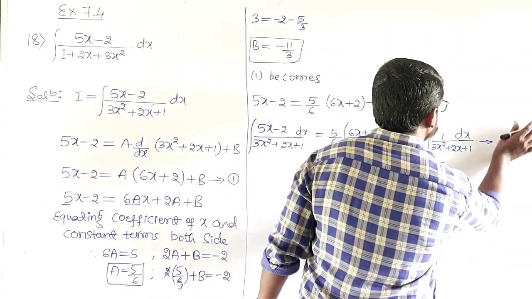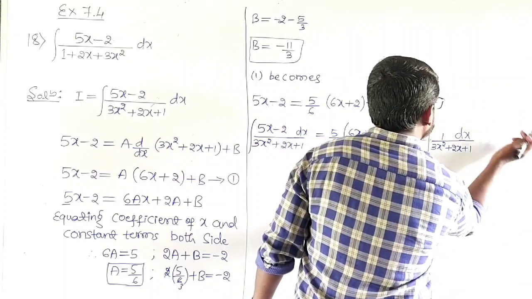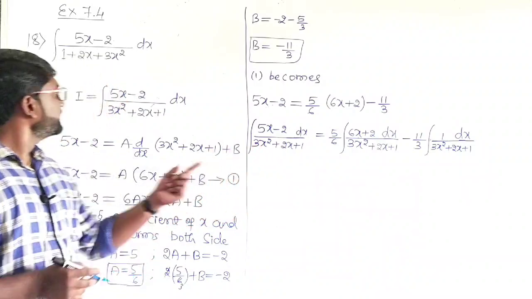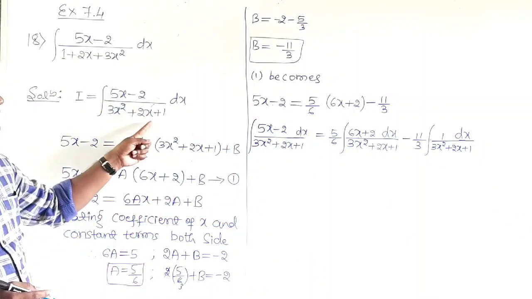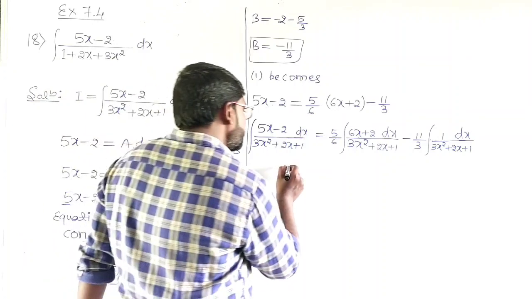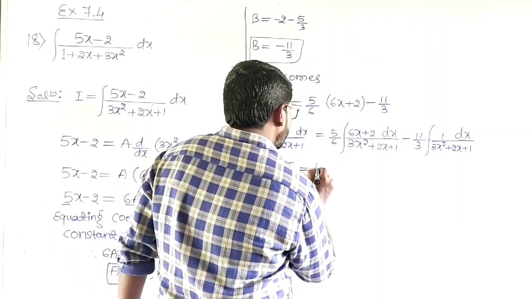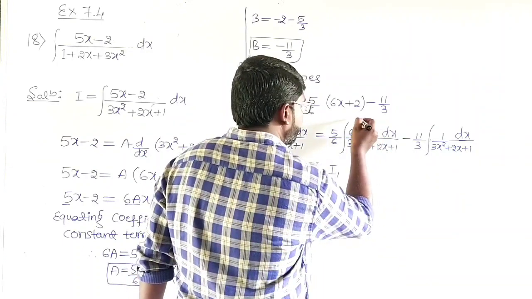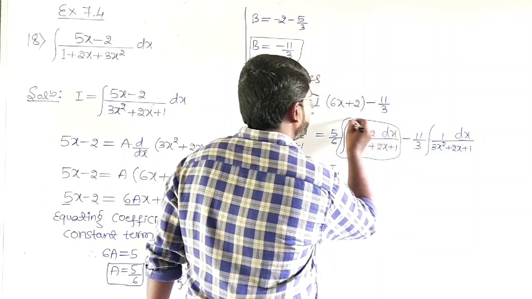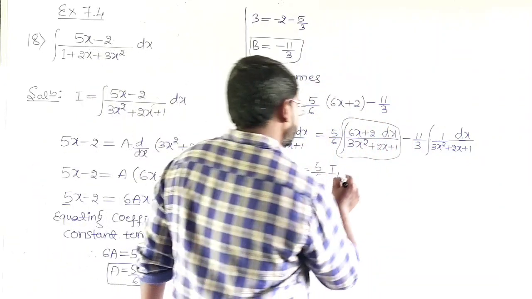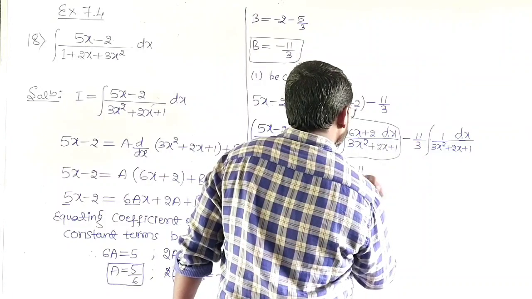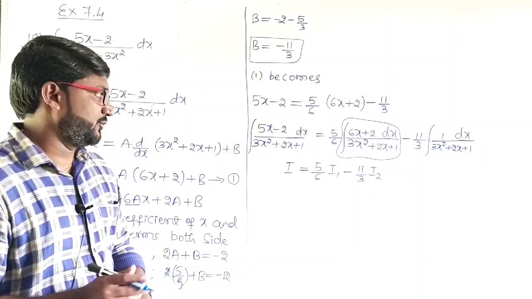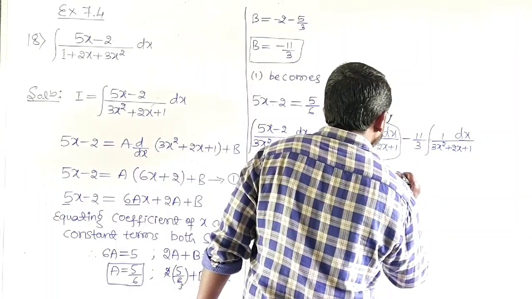I call this equation number 2, or else no need. So now see here, this is going to be I. 5x minus 2 divided by 3x square plus 2x plus 1 is I. So I is equal to 5 by 6 I1. I am taking this integral as I1. Then minus 11 by 3 into I2. So this integral I am going to take as I2.